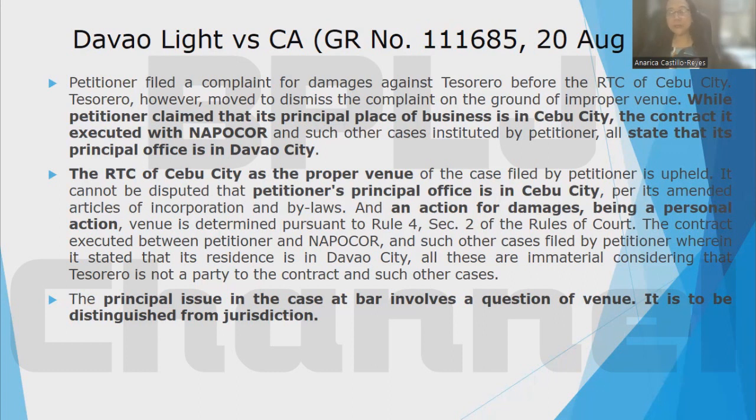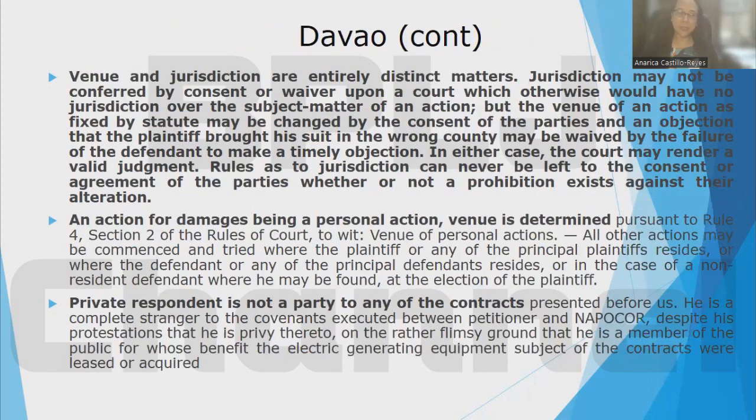Okay, petitioner's principal place of office is in Cebu City. An action for damages being a personal action, the residence, okay, which is the principal place of business in the case of a corporation, is the place of the venue of the action. So the principal issue involves a question of venue. It is to be distinguished from jurisdiction. Venue and jurisdiction are entirely distinct matters.